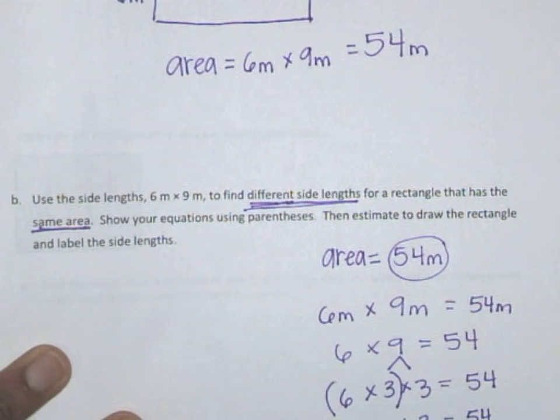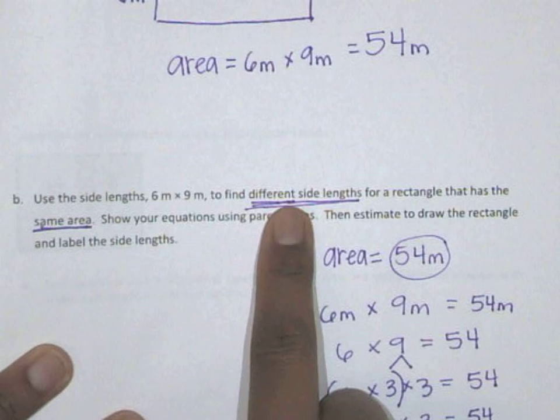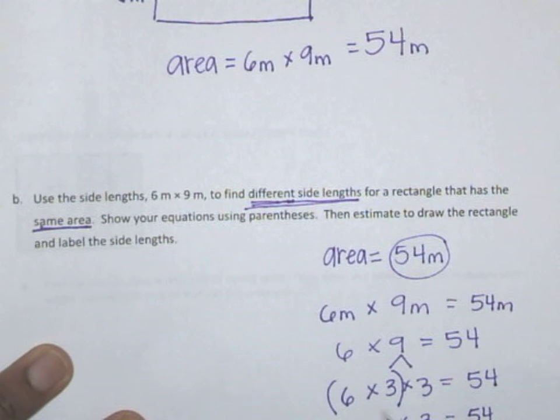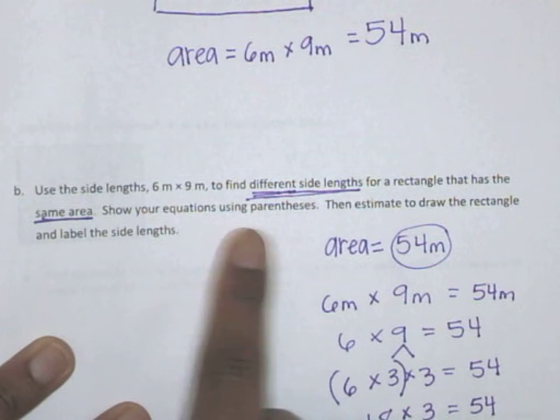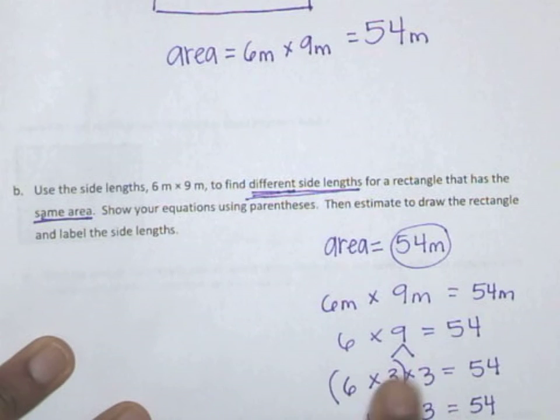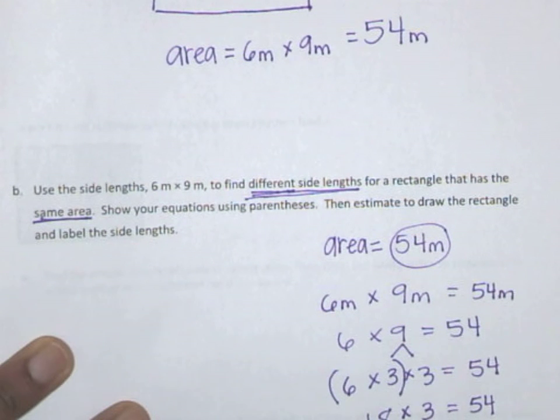So have we found our different side lengths? Yes, we have. Our new side lengths are 18 and 3. Okay. Did we show our equations using parentheses? Yes, we did. We broke down our 9 and shifted our parentheses to the left. So we now have 6 times 3 times 3, which is 18 times 3.